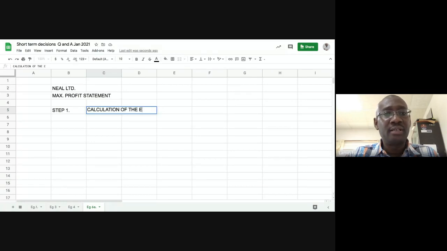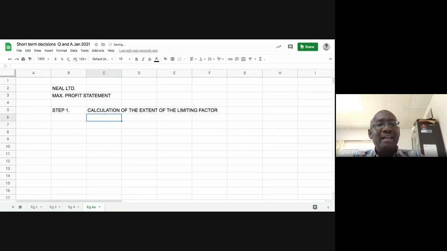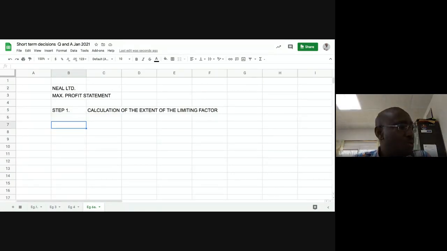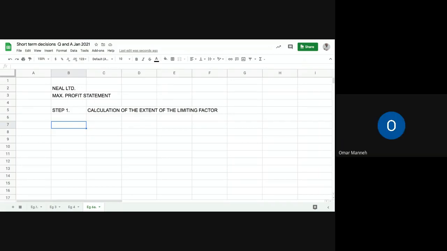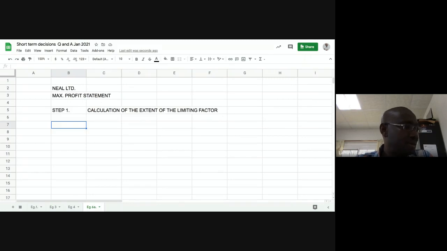Calculation of the extent of the limiting factor. In other words, we are trying to find out whether, in fact, a limiting factor exists. As per our question, what is our limiting factor? The machine hours. Very good. So machine hours are our limiting factor.